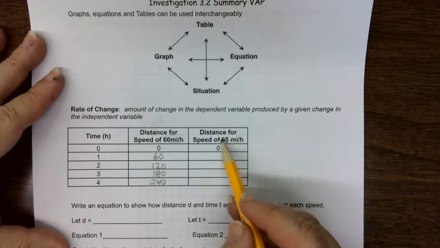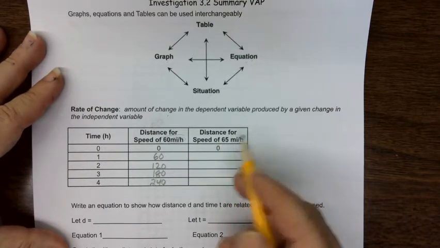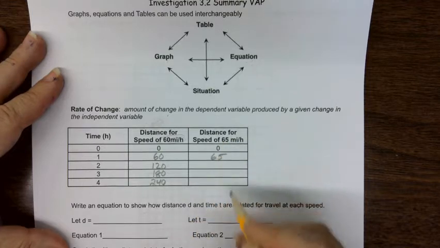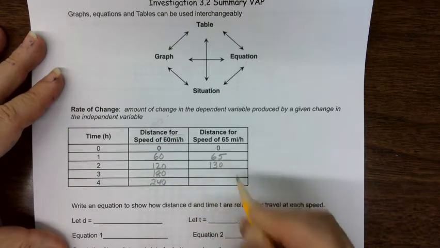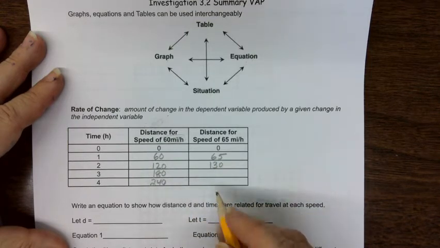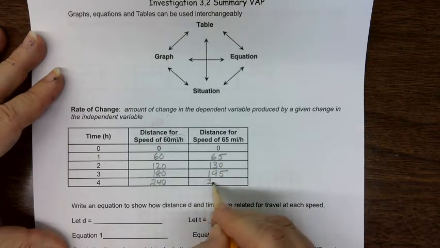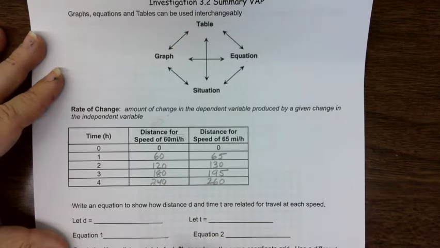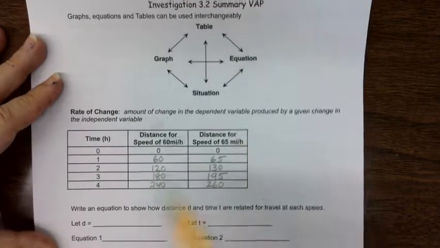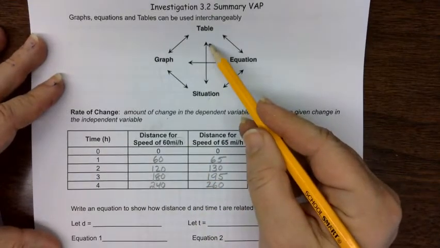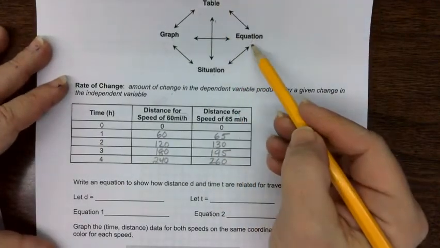Now here, I'm going a little bit quicker. I'm going 65 miles in an hour. So my first hour, I would go 65 miles. If I'm going 2 hours, it's 130. If I'm going 3 hours, it's 195. And if I'm going 4 hours, it's 260. So I've gone from my situation to my table. Now we're going to use this and go from my table to my equation.